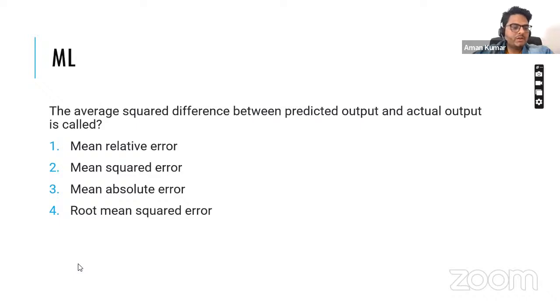Mean squared error, mean squared error. Everybody is saying mean squared error. Okay. Then can you tell me in one liner, just one liner, what is mean absolute error and what is mean relative error? Just your understanding of these two terms.